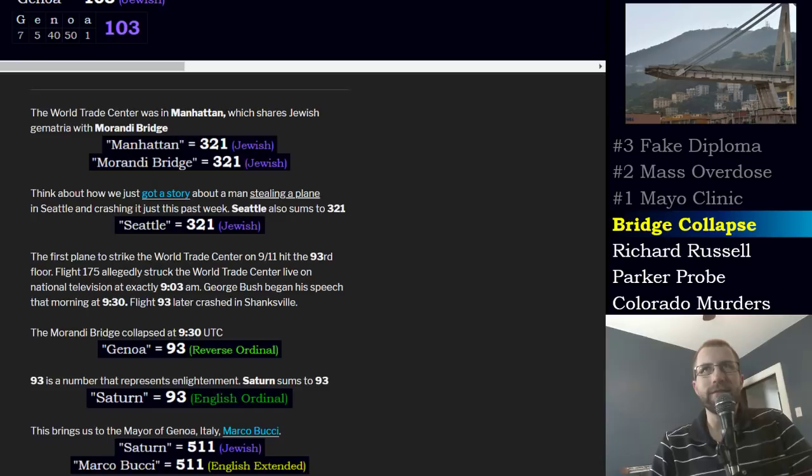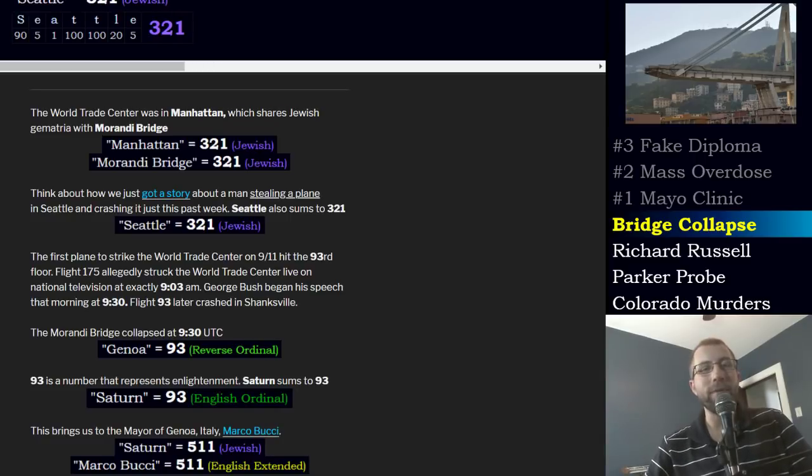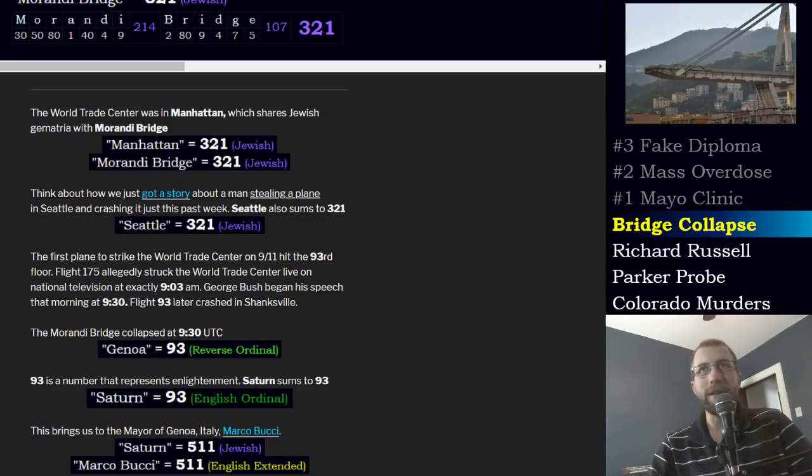And this is where it gets even more interesting. In Jewish gematria, Manhattan equals 321. And really the only other big city in America that I know of that has 321 gematria is Seattle. And think about how we just recently got a story about a plane being stolen from Seattle. Reminds you of 9/11 a little bit. And then crashed nearby, right? And now we get the collapse of the Morandi Bridge, which equals 321. Also, isn't that interesting?